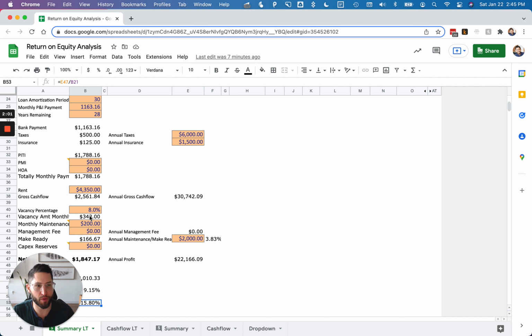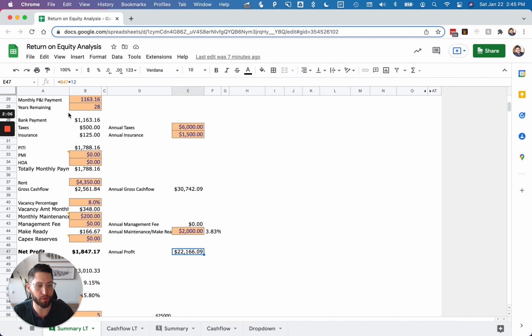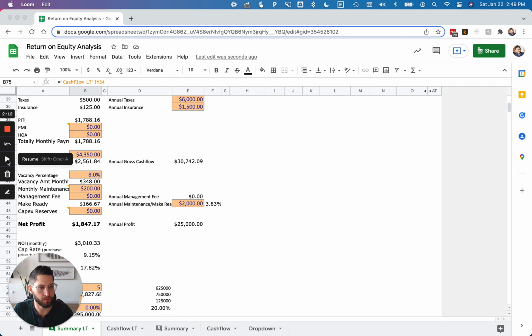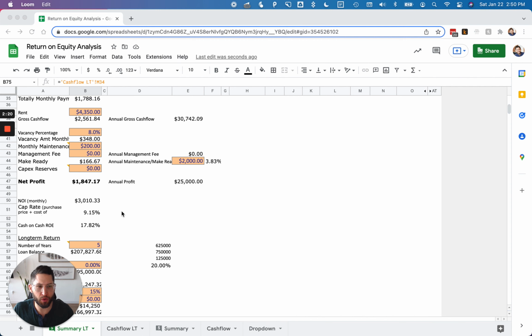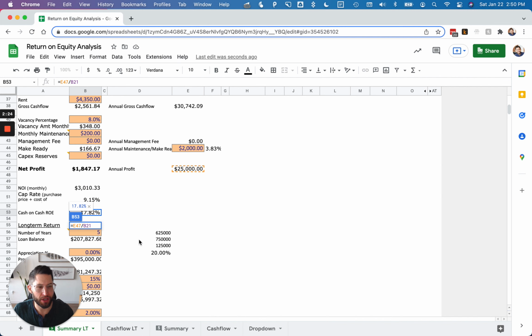Now this is some formulas to try to figure it out, and this is actually using those formulas. But what I'm going to do is go look at my P&L and pull that number and put it in right here. Profit is 25,000 after I make some adjustments. So when we look at that, and I'm just going to ignore some of these numbers, really I'm just focused on this number right here, my cash on cash return on equity, 17.82%.